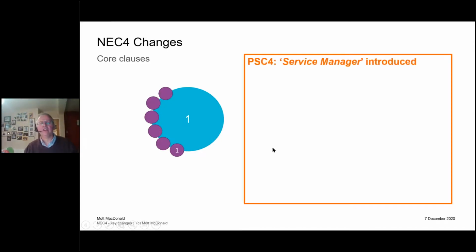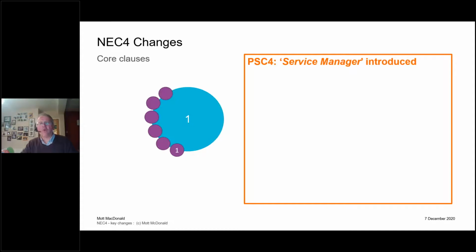That's a minor detail. Jumping across now to the professional services contract, a key change. Well, maybe it's a key change, but it doesn't really change a lot. In NEC4, we now have a service manager. PSC3 was a simple contract between an employer and a contractor, and the employer did all the day-to-day management of the contract, whereas in the ECC world, there has always been a project manager between the contractor and the client.